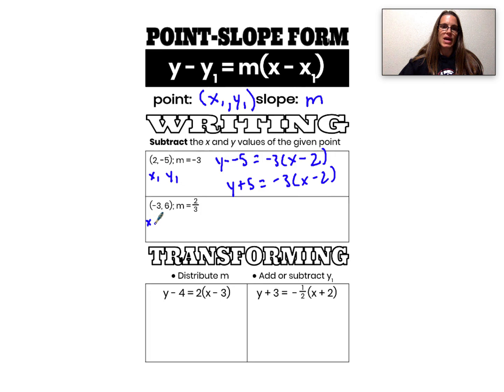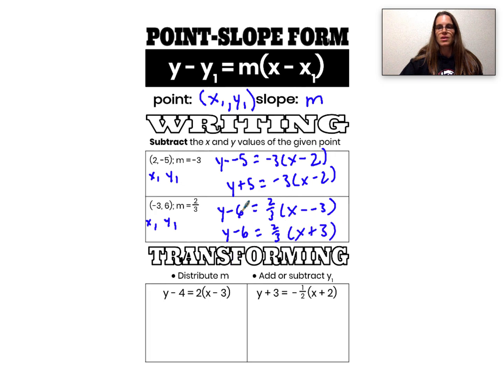Next example, now x1 is negative and y1 is positive. y minus y1, y minus 6, equals slope of 2/3 times x minus my x1, minus negative 3. Again, we will rewrite that minus and negative. y minus 6 equals 2/3 times x plus 3. First line not required. If you know that if the x-coordinate is negative, we're adding it, that's great.